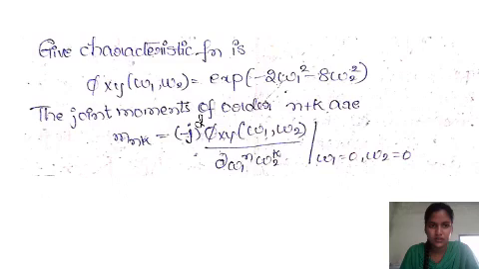Now the given characteristic function is phi xy of omega 1 comma omega 2 is equal to e power of minus 2 omega 1 square minus 8 omega 2 square.